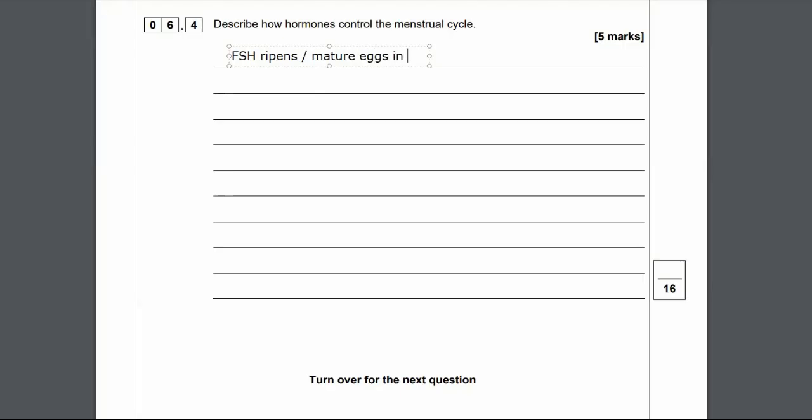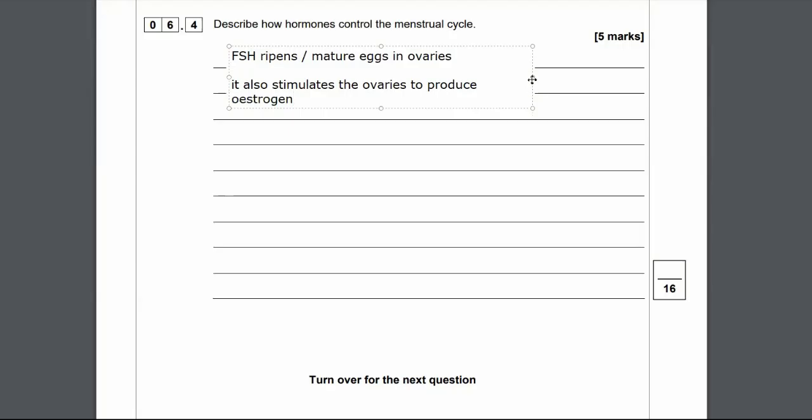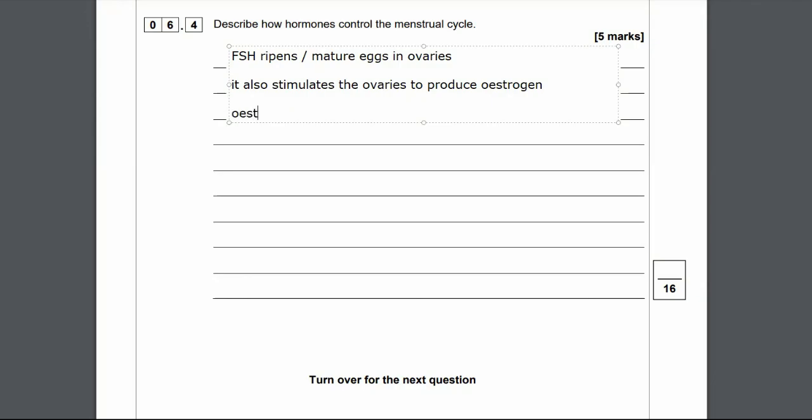So we have follicle stimulating hormone, otherwise known as FSH, and that ripens or matures the eggs in the ovaries. It also stimulates the ovaries to produce estrogen. Estrogen is an ovarian hormone, whereas FSH is produced in the pituitary gland. Estrogen causes the lining of the uterus to thicken. So FSH ripens or matures the eggs in the ovaries.